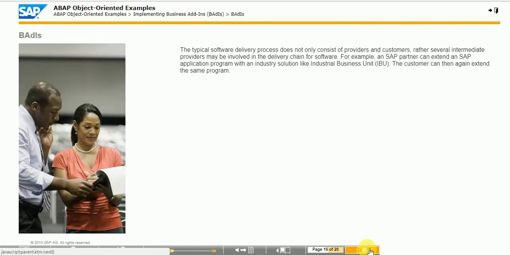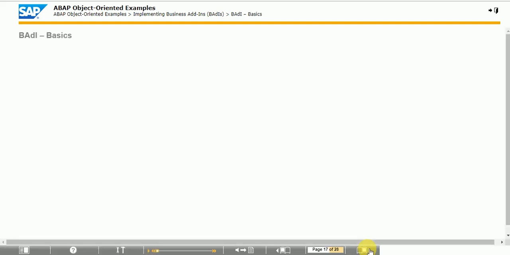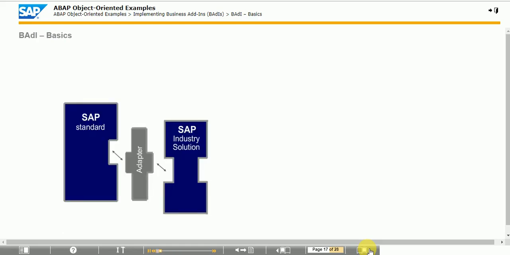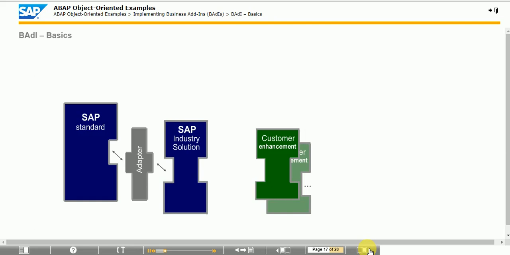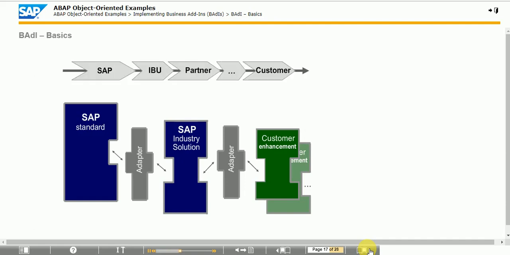Unlike customer exits, BAdIs are optimized for the changed software delivery process. With a BAdI, an SAP application provides the enhancement option through an interface and an adapter class implementing that interface. The interface can be implemented by several users in the delivery chain. Thus, multiple BAdI implementations are possible. Additionally, a BAdI implementation itself can provide another BAdI, which can be implemented by users who appear further out in the delivery chain.